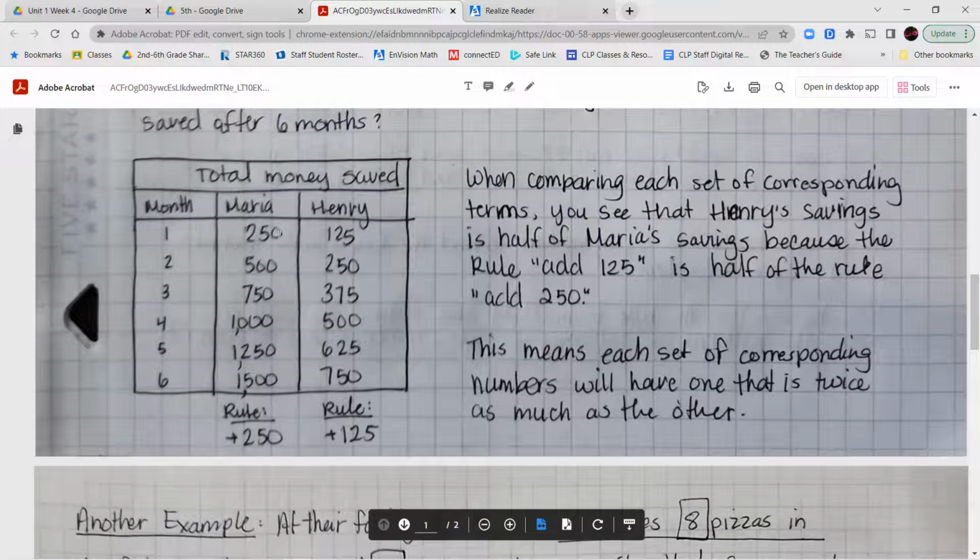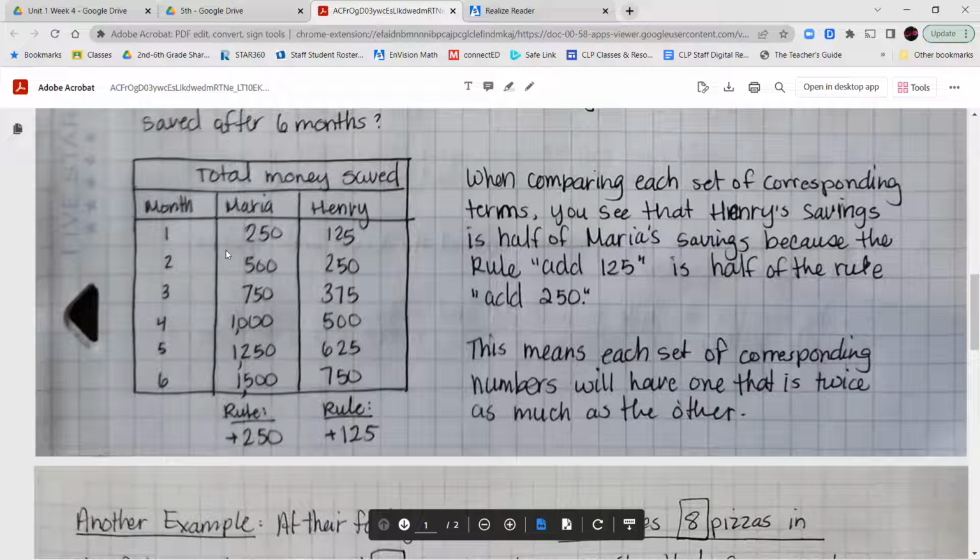So for month 1, she has 250 and he has 125. For month 2, she has 500 and he has 250. For month 3, she has 750 and he has 375. For month 4, she has 1,000 and he has 500. For month 5, she has 1,250, he has 625. And for month 6, she has 1,500 and he has 750.